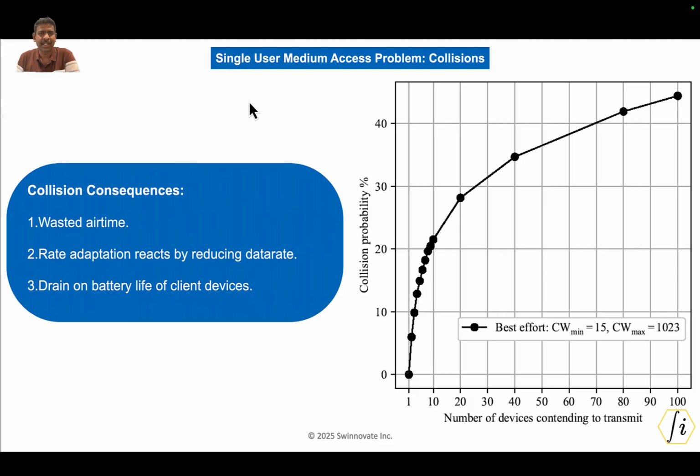And what happens in Wi-Fi whenever a collision is encountered is that three things happen. First point, there is wasted airtime. Second point, whenever there is a collision, the rate adaptation algorithm tends to react to that collision by reducing the data rate. This definitely brings down the performance further. And thirdly, there is a drain on the battery life of the client devices. So clearly, when you have a lot of clients connected to an access point, especially running uplink traffic, collisions are going to become a significant factor that determines the performance, and also it has implications on the battery life.